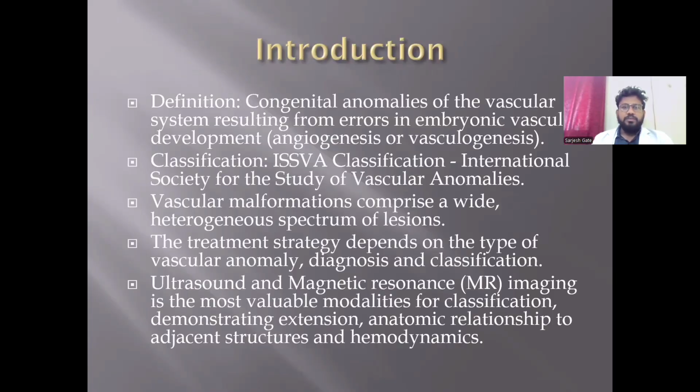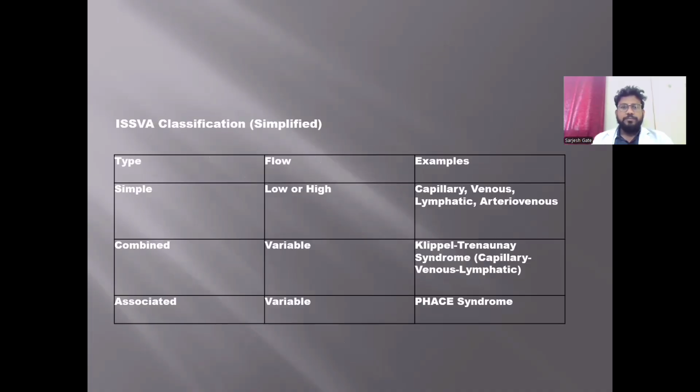Introduction. Definition: congenital anomalies of the vascular system result from errors in embryonic vascular development, like angiogenesis or vasculogenesis. Classification: International Society for the Study of Vascular Anomalies. Vascular malformations comprise a wide heterogeneous spectrum of lesions. Treatment strategy depends on the type of vascular anomaly, diagnosis and classification. MRI and ultrasound are the most valuable modalities for classification, demonstrating extension, anatomic relationship with adjacent structures, and hemodynamics.